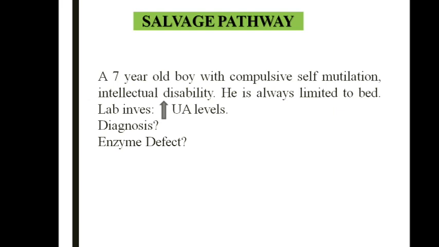Look at the case. A 7-year-old boy with compulsive self-mutilation. What do you mean by self-mutilation? Biting of lips, biting of the fingers. With intellectual disability, he is always limited to bed. He is not able to move his body. And the laboratory investigation shows elevated uric acid levels. So what is the diagnosis? What is the enzyme defect? It's a clear-cut picture of a 7-year-old boy with an X-linked disorder, that is Lesch-Nyhan syndrome, because self-mutilation is a characteristic feature of Lesch-Nyhan syndrome. So the diagnosis is Lesch-Nyhan syndrome. The enzyme defective is HGPRTase.